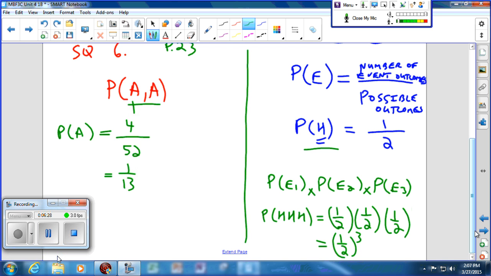All right, what's the probability of drawing 2 aces? Now I think we're ready to answer that, because we know the probability is just the two probabilities multiplied together.